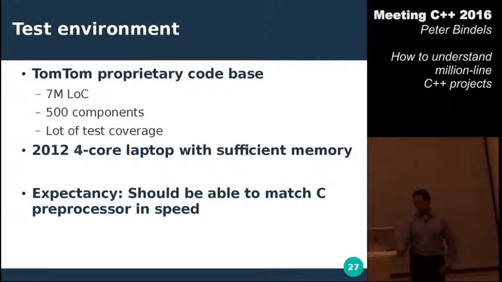We start from TomTom codebase. It's 7 million lines of code. It has like 500 components, roughly. And there's a lot of test coverage. And that makes it very nice, because that means that every time we do change something, we can figure out what it's broken and what things still work. I'm running this on a reasonable laptop, as in it's not the best of the line, but it's not bad.